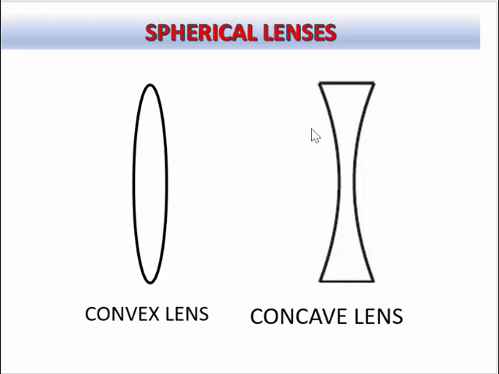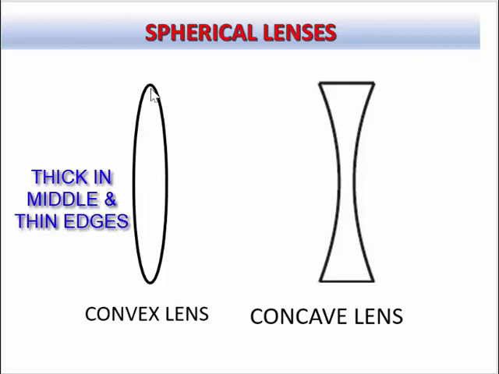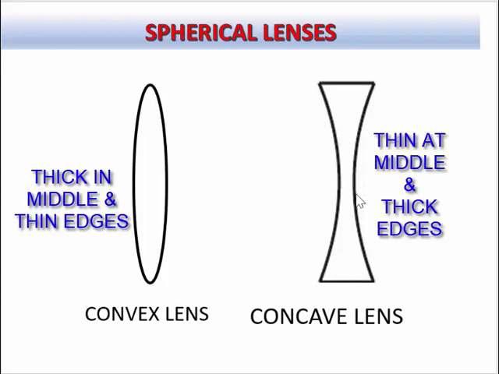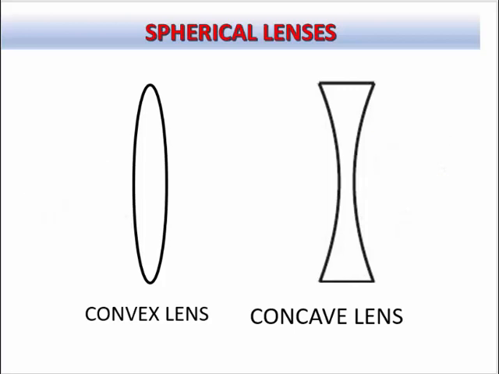Now, how do you recognize which is a convex lens and which is a concave lens? The lens which is thicker in the middle and has very thin edges will be a convex lens. Whereas, how do you recognize a concave lens? A concave lens will always be very thin in the middle, however the edges will be very thick. So just by touching them also you could make out which is a convex lens and which is a concave lens.